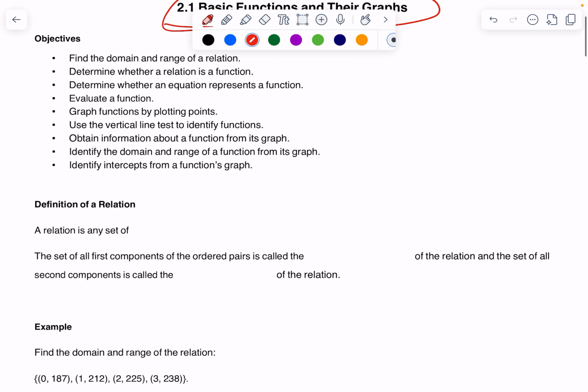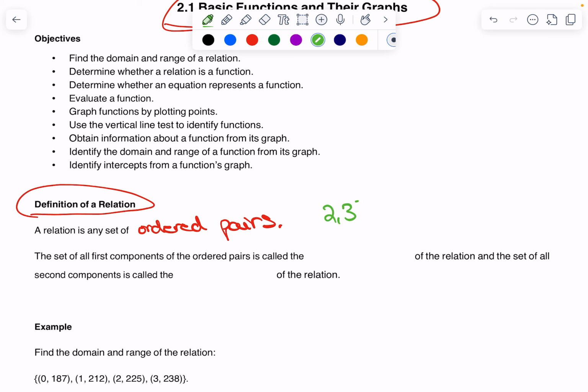Okay, so the first thing we're going to do is define what a relation is. A relation is any set of ordered pairs. For example, (2, 3) is an ordered pair, and (126, 354) is an ordered pair. The first number, the first coordinate, is the x coordinate, and the second number is the y coordinate. So x and y.